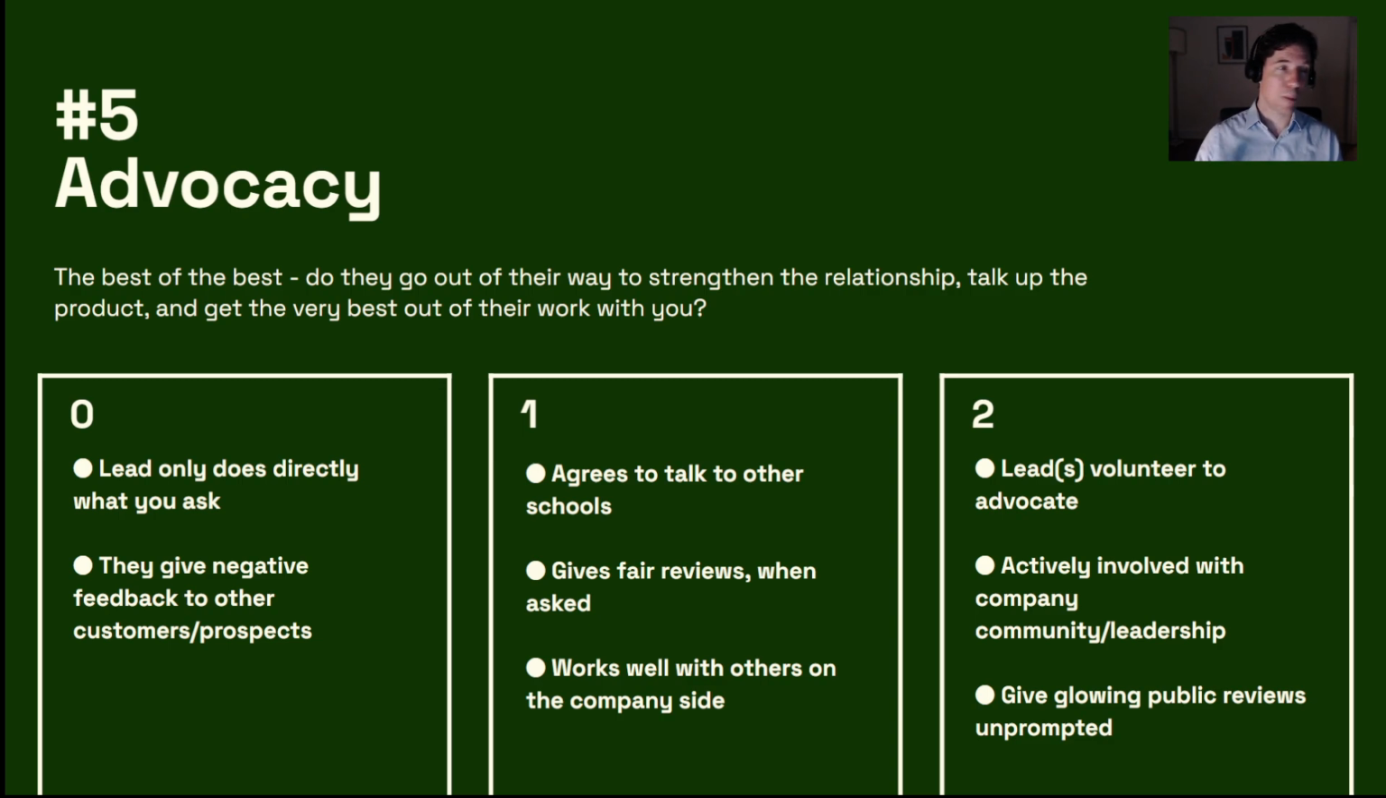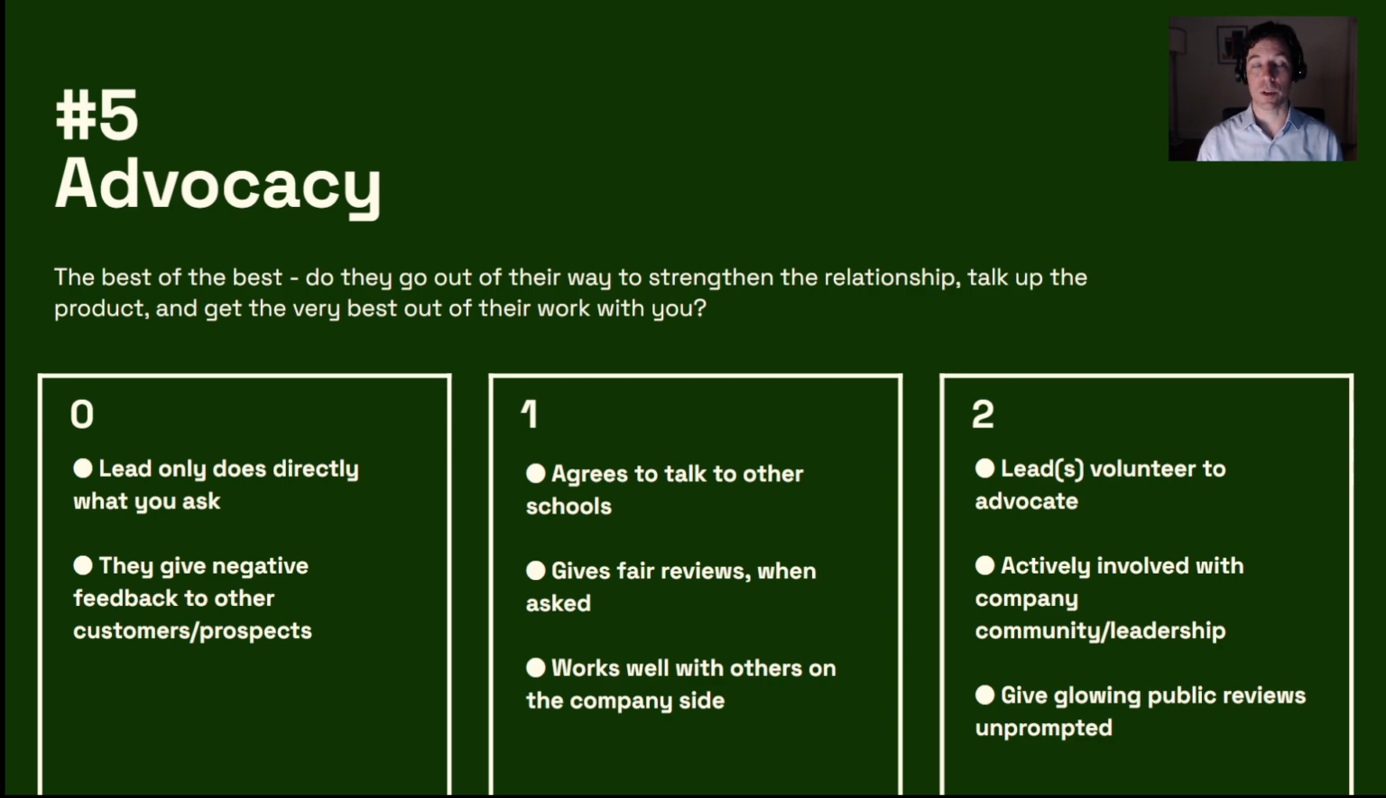And then a 2, your top scoring advocates: leads volunteer to advocate. So a CEO wants to write an op-ed about your product. You buy that sucker lunch. Actively involved with company community leadership. And that's really good. So somebody who reaches out to the superintendent, who comes to your conferences, who wants to be a speaker at your product conferences, that's really good too. That's huge to have that kind of customer advocate who actively reaches out to talk about what they use this for and why they like it.